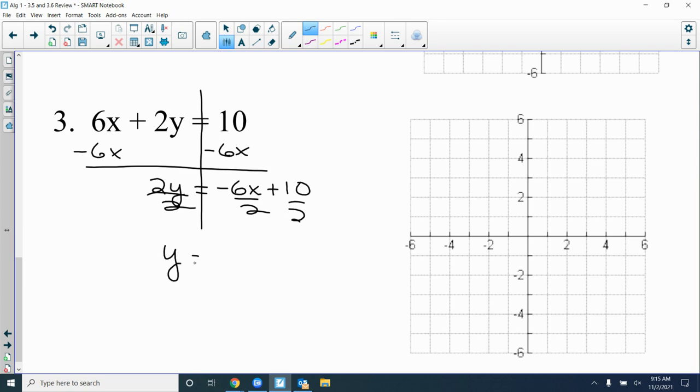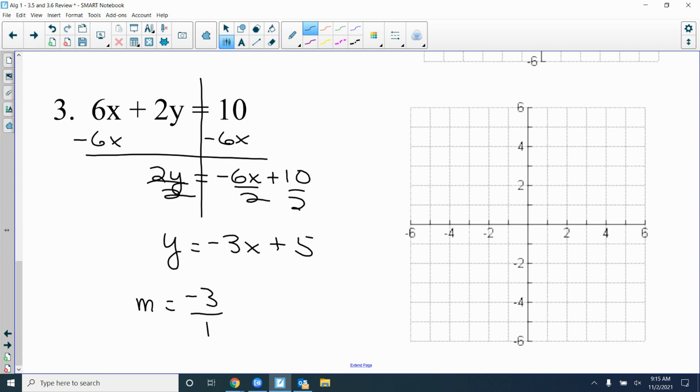So I get y equals negative 6 divided by 2. Does it come out to a whole number? Yes, negative 3. 10 divided by 2 is 5. My slope is negative 3, but for graphing purposes I will make it over 1, so I go 3 over 1. The y-intercept, my b value, is (0, 5). So go to (0, 5) and put a dot.